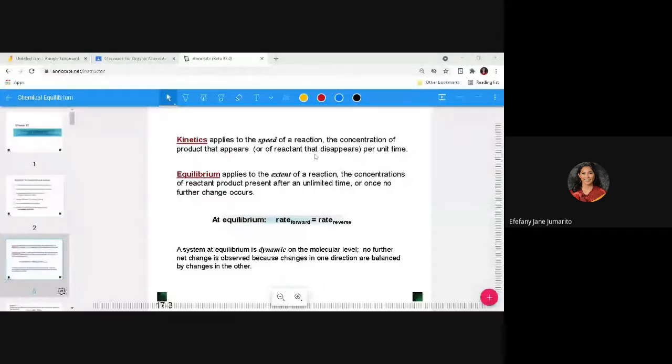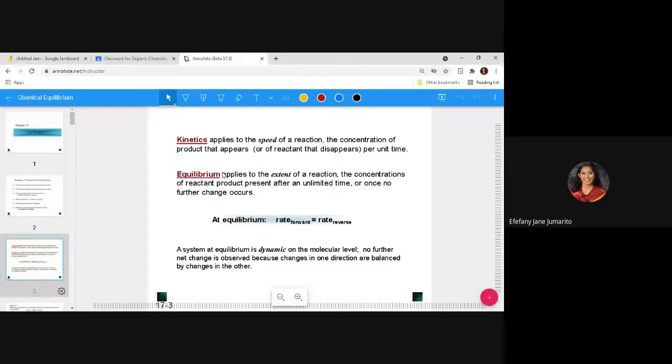Now we also have equilibrium. Here in chapter 2, it applies to the extent of the reaction. The concentration of reactant and product present after an unlimited time or once no further change occurs.